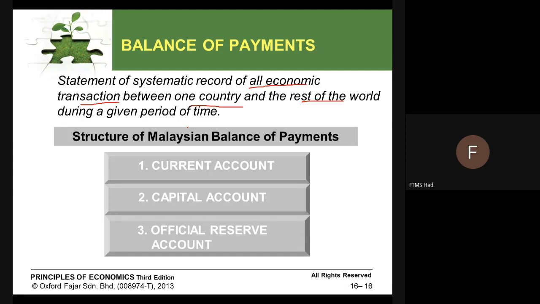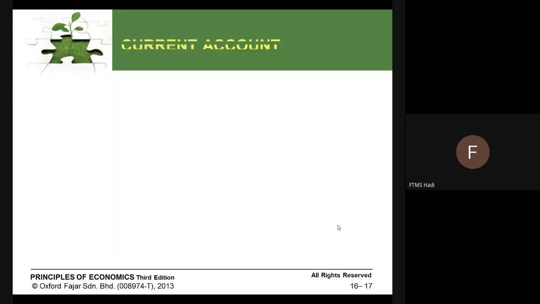If Malaysia has what we call 150 trade member countries, that means the balance of payment is a summary of account that shows the transactions by Malaysia with 150 countries. The structure of Malaysia's balance of payment has the current account, capital account, and official reserve account. You need to know the differences between those three. You are not learning the calculation, just the theory part.